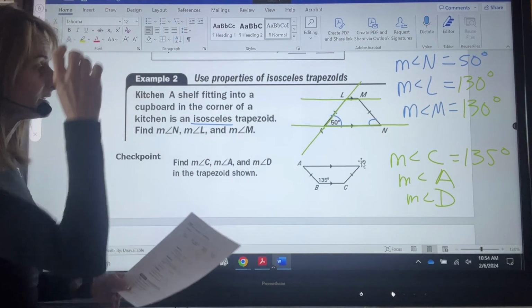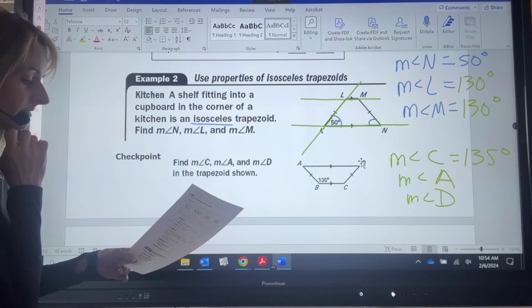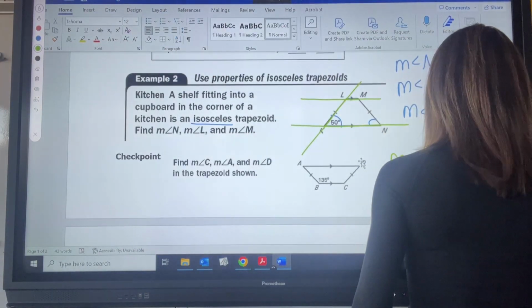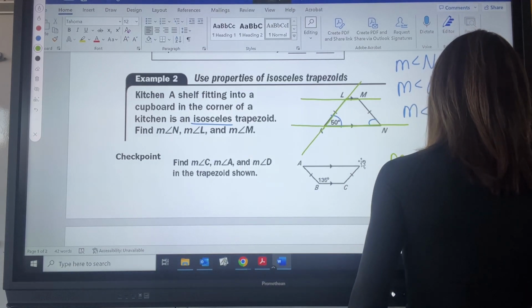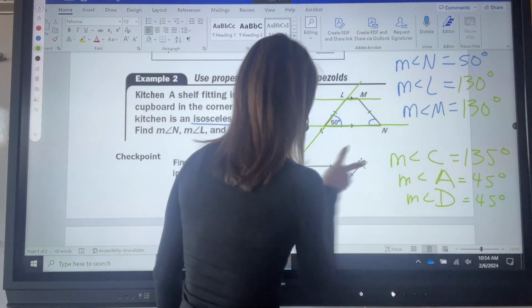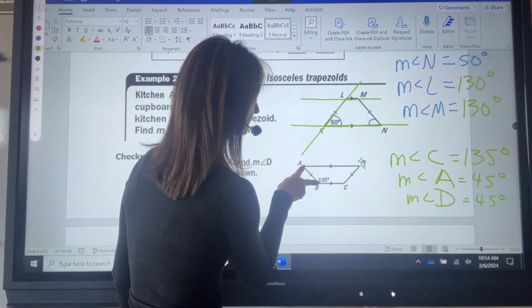We need A and D to be the supplements of B and C, so that's going to be 45, because 45 plus 135, those two angles are going to be supplements of each other. 135 plus 45 is 180.